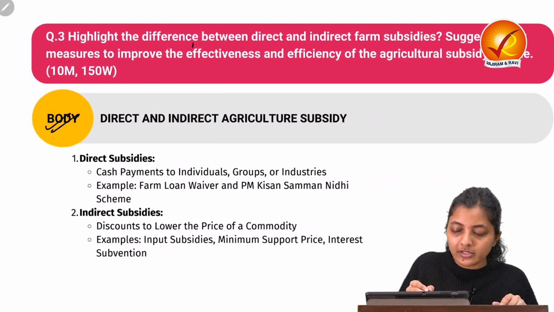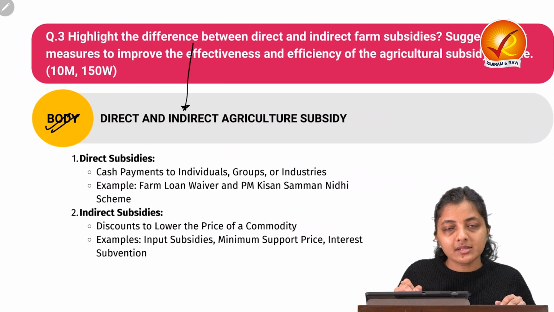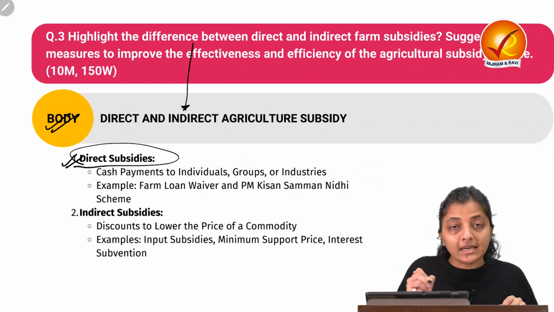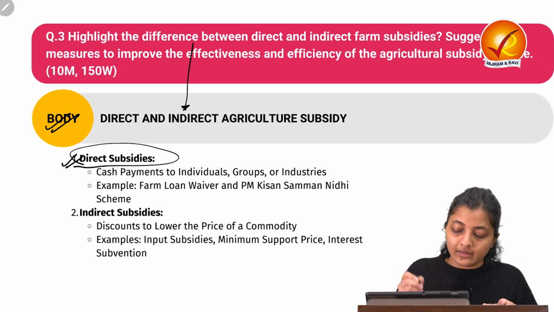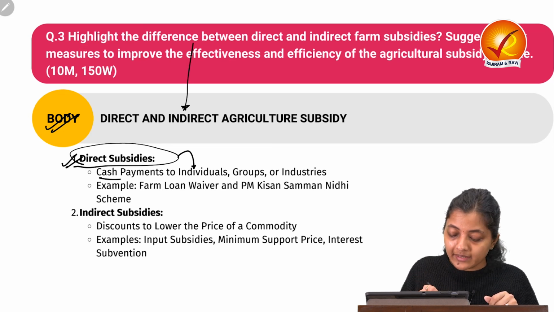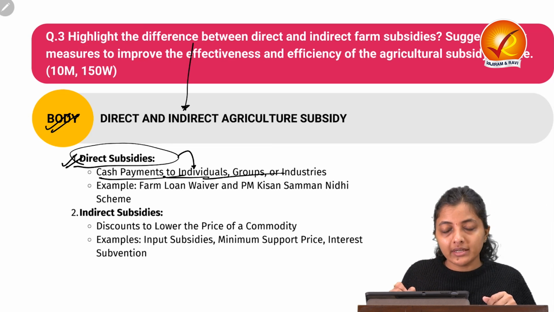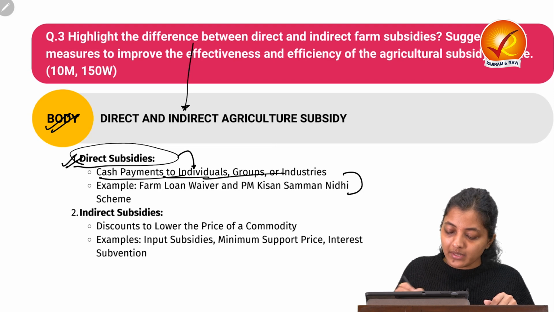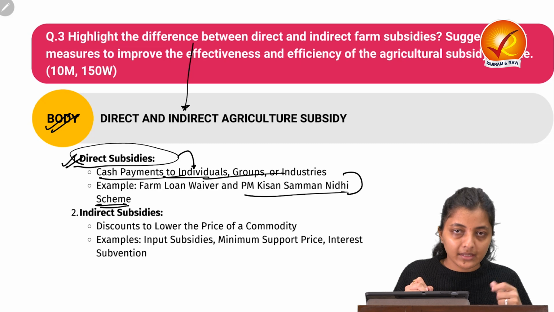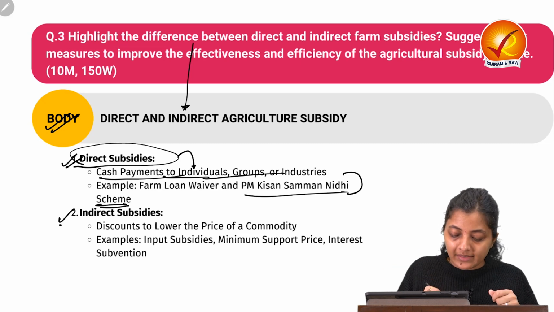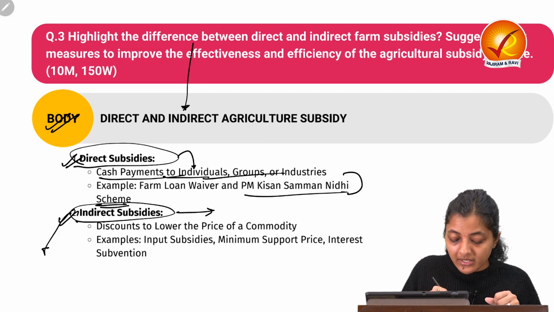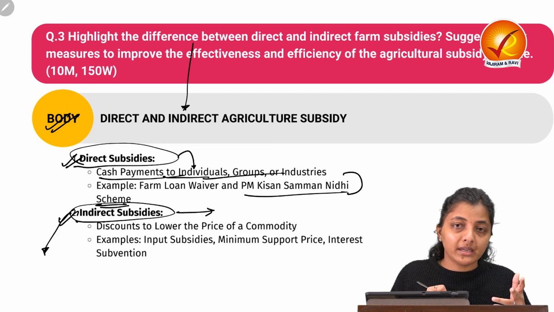Moving on to the first body part, we need to highlight the differences between the direct and the indirect subsidies. With the direct subsidies that are direct in nature, that directly benefits the farmer, like the cash payment to the individuals, groups or the industries. You can give some example, that PM Kisan Samman Nidhi, in which the 6,000 is being given to the farmer directly. Next is about the indirect subsidies, that it has the major impact in the distortion of the market.